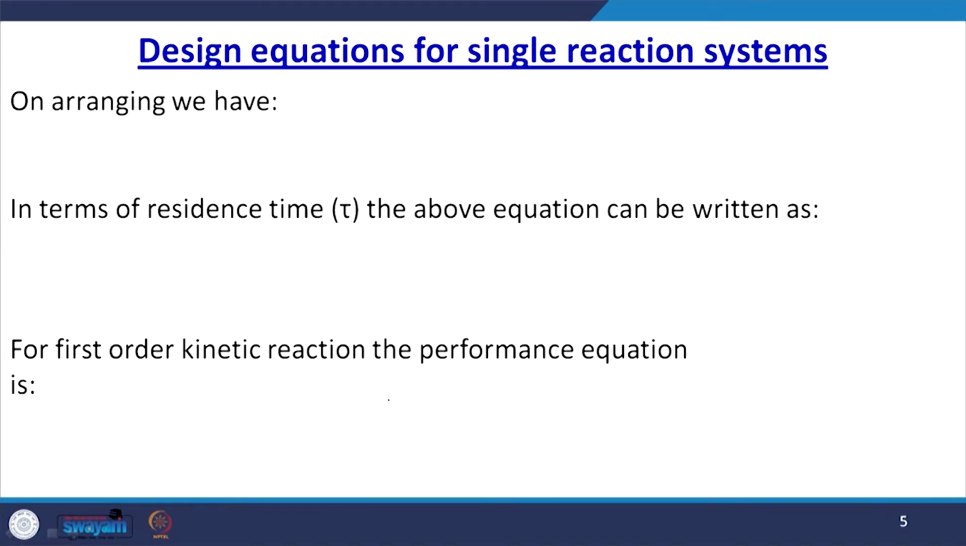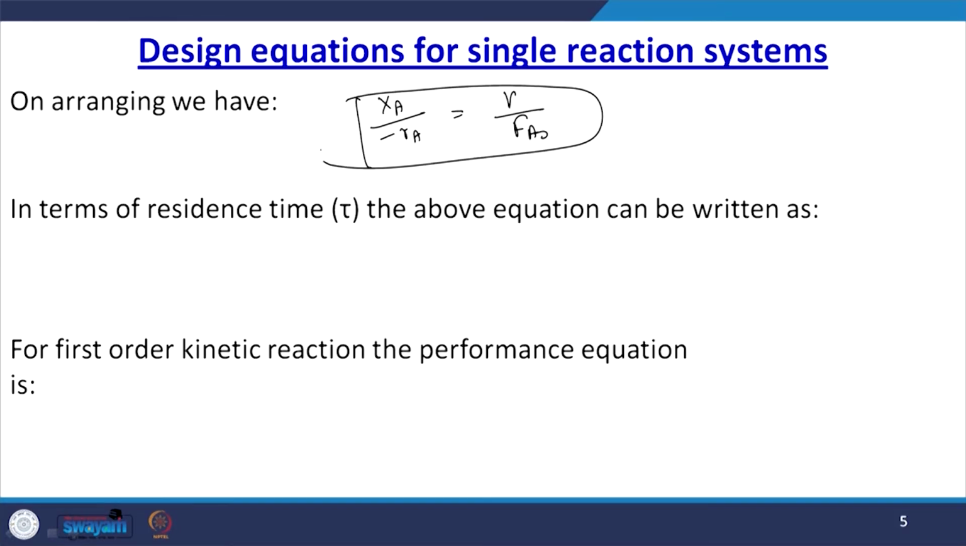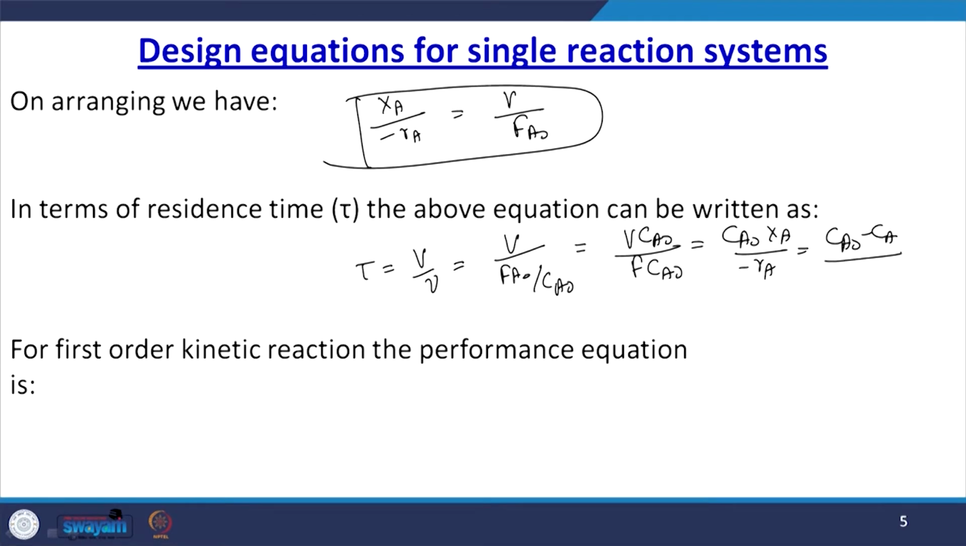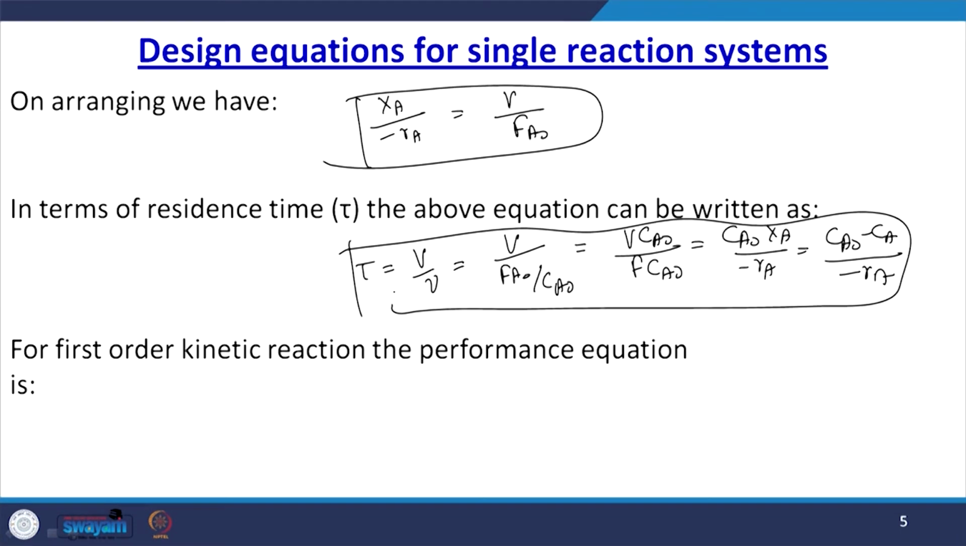Now, if we try to rearrange the things, upon rearranging we can write this like F naught. In terms of residence time tau, these equations can be written as tau is equal to V upon nu, equal to V CA naught upon FA naught, equal to CA naught XA upon minus RA, and that is equal to CA naught minus CA upon minus RA. So, this is the equation with respect to the residence time.